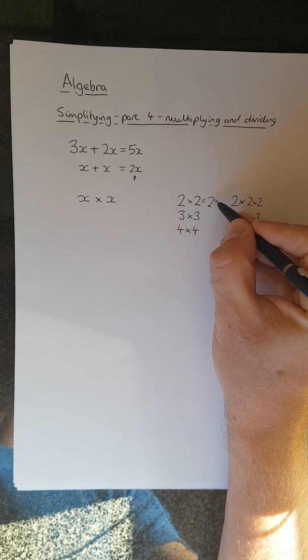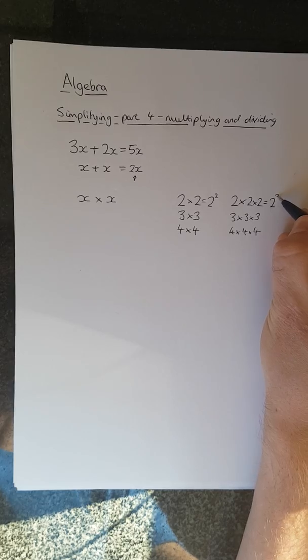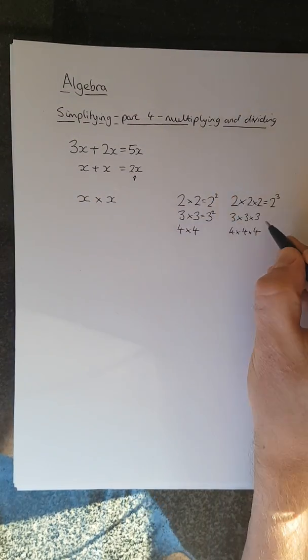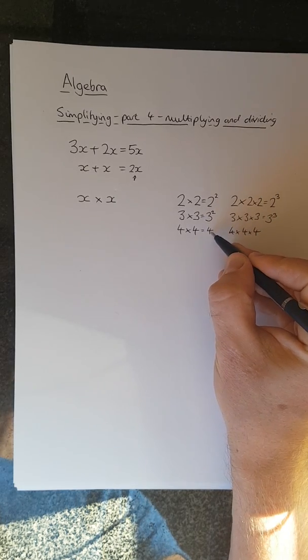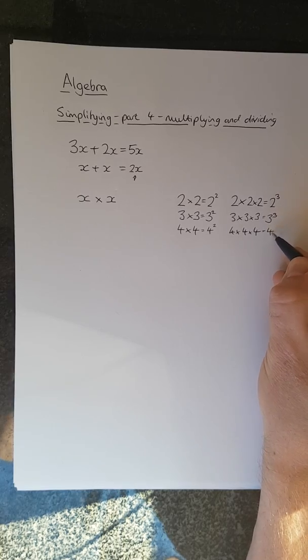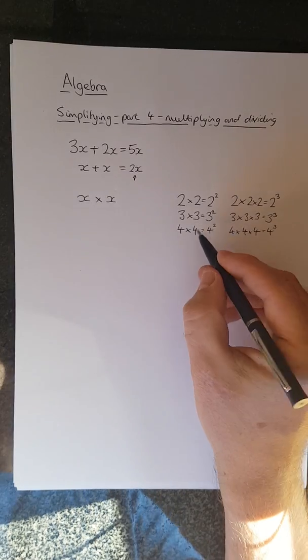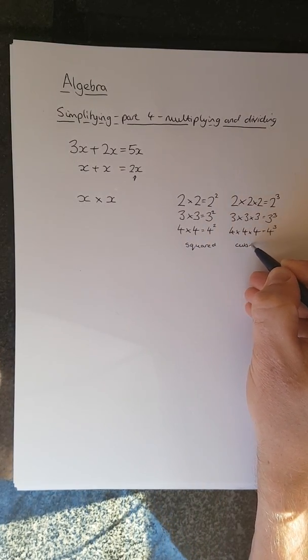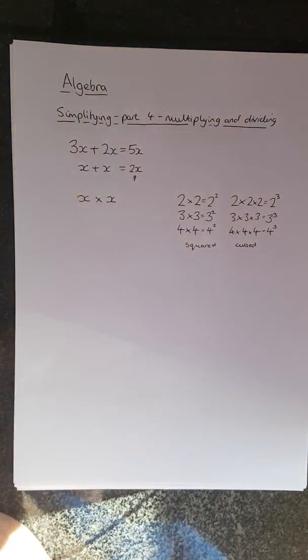This is 2 squared. This is 2 cubed. 3 squared and 3 cubed. 4 squared and 4 cubed. Now, why they're called squared and cubed I'll cover at another time. Feel free to watch the video on indices for clarification. Let's have a look at this then.